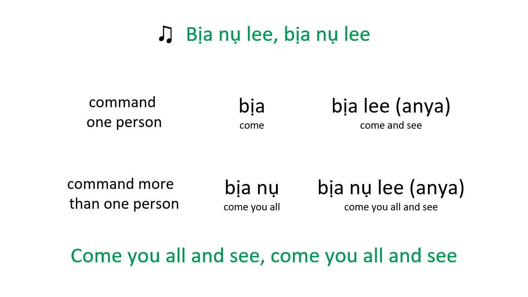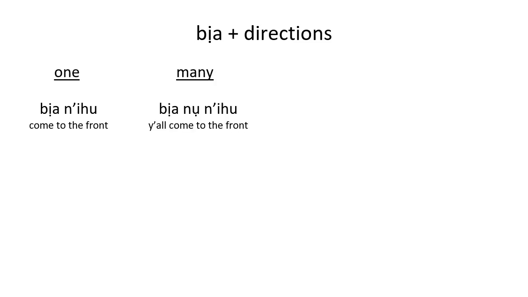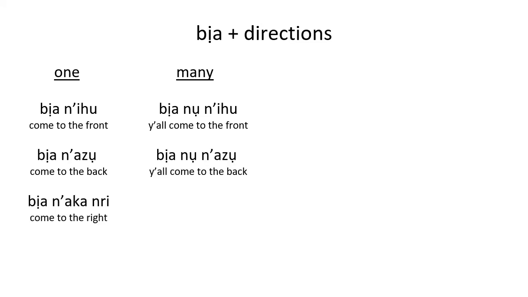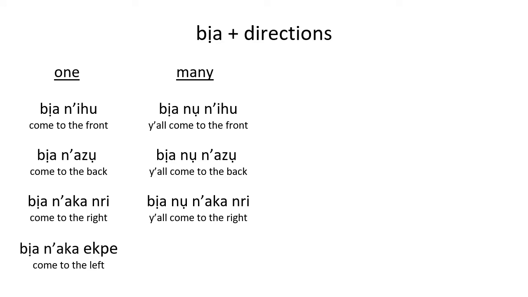We've combined bịa with le here. Next, we'll add a few other things to bịa. Okay, so let's practice bịa combined with the direction phrases from before. You can use them to invite people to different locations. Bịa n'ihu for one person, bịanụ n'ihu for many people. Bịa n'azụ, bịanụ n'azụ. Bịa n'aka nri, bịanụ n'aka nri. Bịa n'aka ekpe, bịanụ n'aka ekpe.